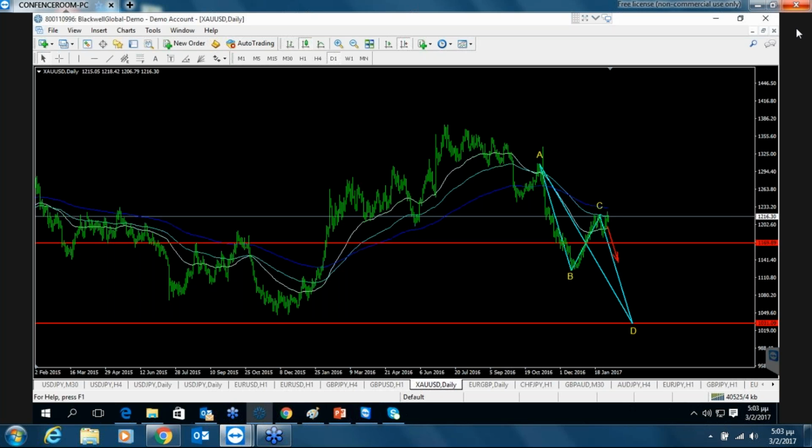Is it clear for you guys on the patterns, on the ABCD? How do you spot the pattern? How do you draw the pattern? Any questions on that at all? Any complications or anything that you're not sure about? Anything at all?